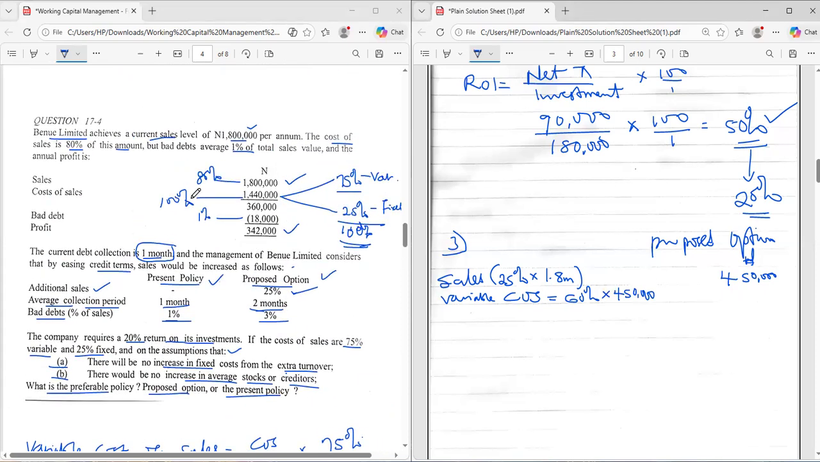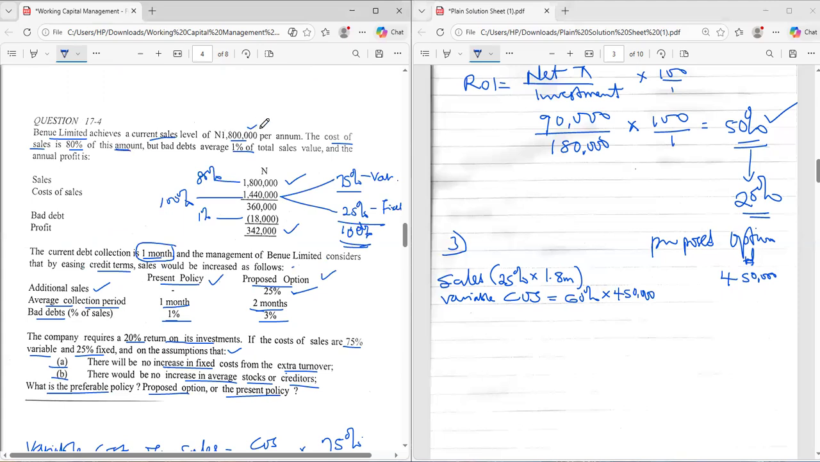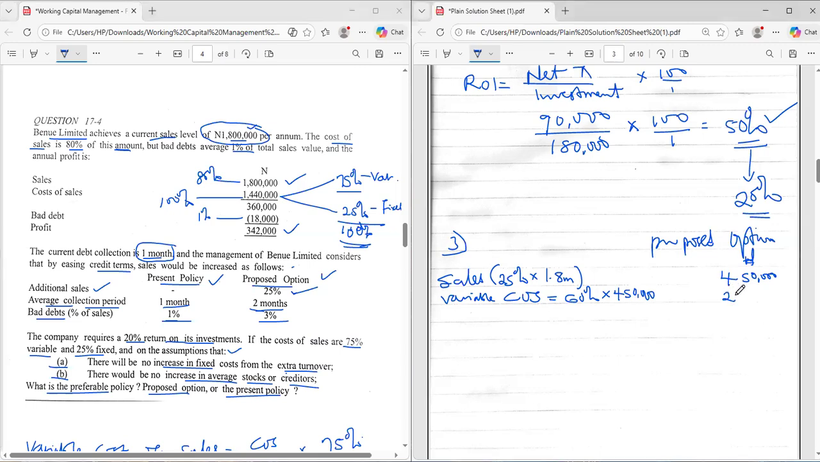If you check your question, it told you that the cost of sales is a percentage of the sales value, so the percentage must be multiplied with your sales to get your cost of sales. Can somebody do 60% of 450,000? That is 270,000.